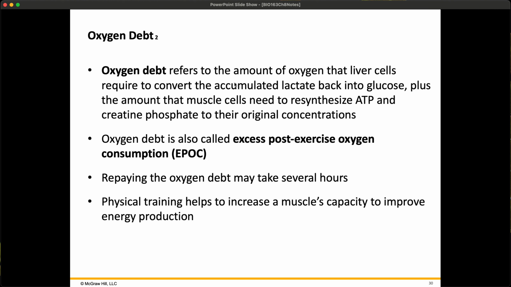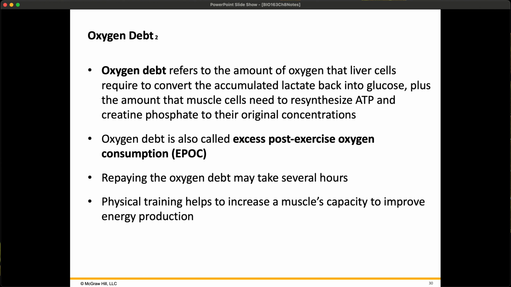So oxygen debt refers to the amount of oxygen that liver cells require to convert the accumulated lactate back into glucose. So it requires oxygen. It takes oxygen to reform your glucose. And so it can take several hours for that to happen. And this is that recovery period. How quickly can you recover?